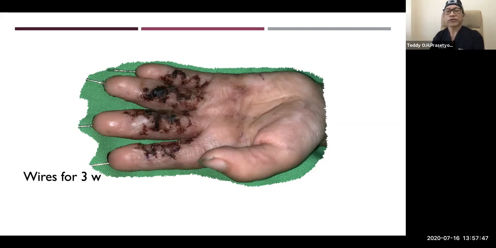Florence, if you followed the previous slides from the very beginning, you should throw away your concept of antibiotics prolonged even for weeks. In this case, we need only one single shot, one dose before the procedure, 60 minutes before, or the closest would be 30 minutes before the incision. That's it, although the hardware is kept in those four digits for 3 weeks.